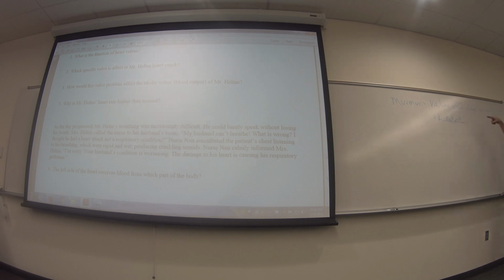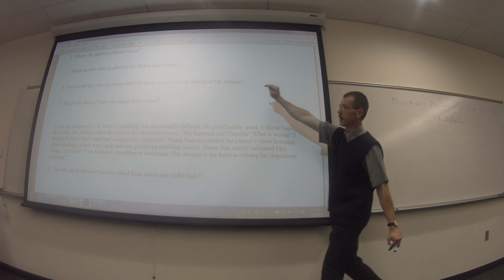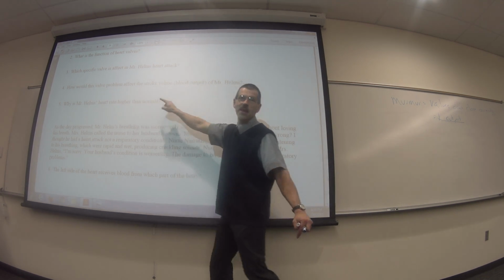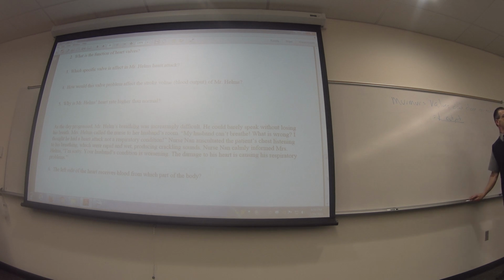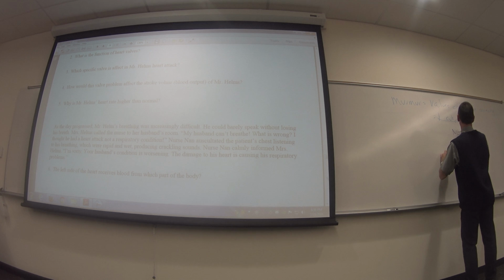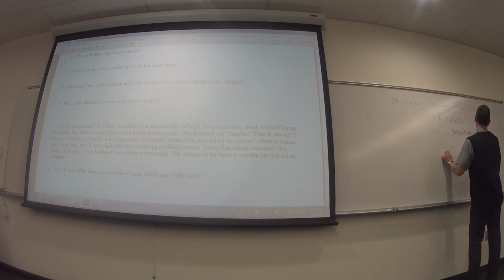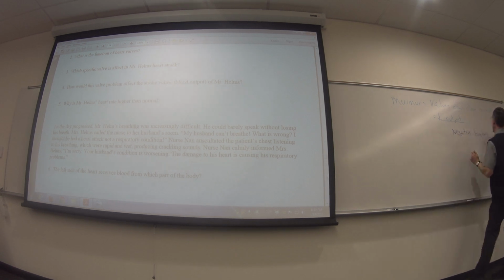Okay? So now that leads us to number 5. Mr. Helm has a higher heart rate. Why is that? Not die. Very good. Let's say negative feedback. So if I'm going to keep myself alive, if I have less blood going out, I'm going to have to pump more often. Does that make sense?